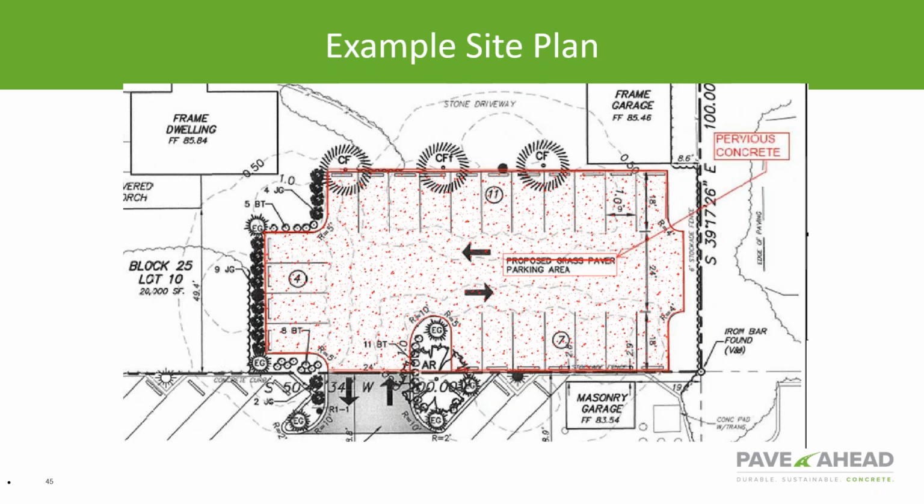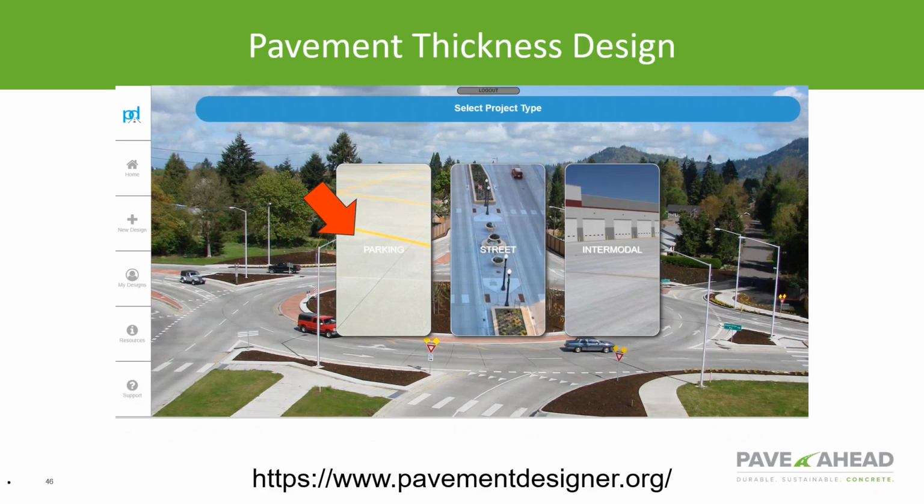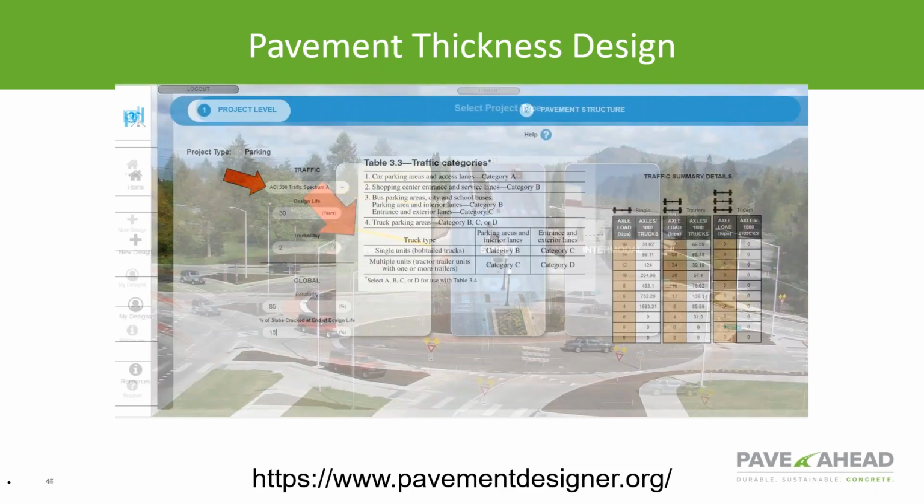Now, typically you could go use ACI 330, which is the parking lot design program. Because I work for the NRMCA and I know how great it is, I'm going to refer you to pavementdesigner.org, which is our concrete design website. And you can go under the parking module, which will give you basically the ACI 330 design. But I'll show you how you can alter it for pervious concrete.